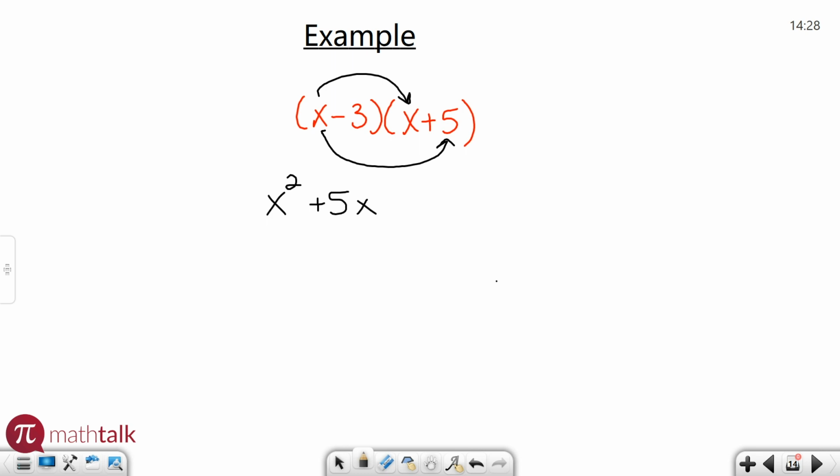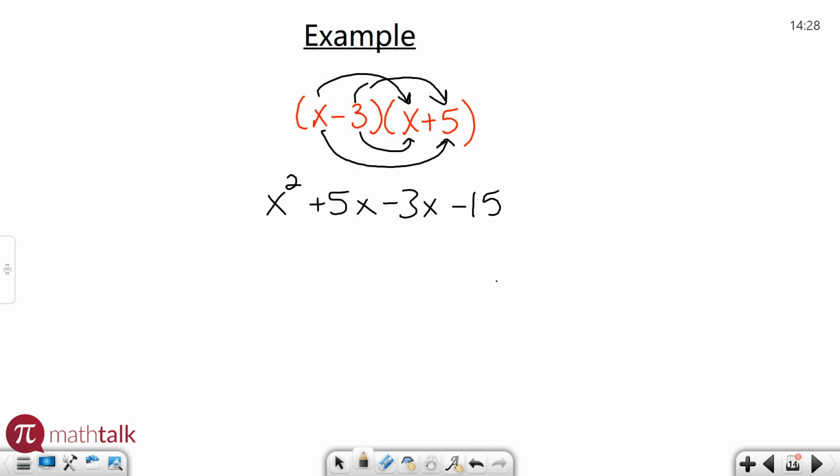All right. Next is I for inner. So I'm going to multiply the inner terms together. -3 times x is -3x. And then L is last. So I'm going to multiply my last terms together. That's not the right one, just kidding. Let's do these two, because these are the last two. -3 and +5. -3 times +5 is -15.